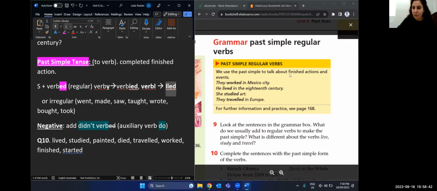So let's look at the grammar box again. What do we usually add to regular verbs to make the past simple? ED. Yeah, ed. What is different about the verbs live, study, and travel?